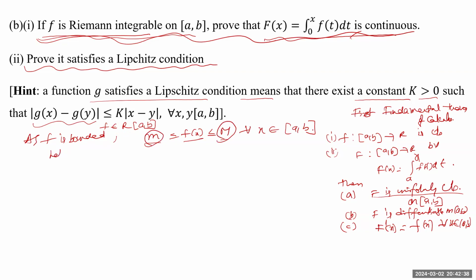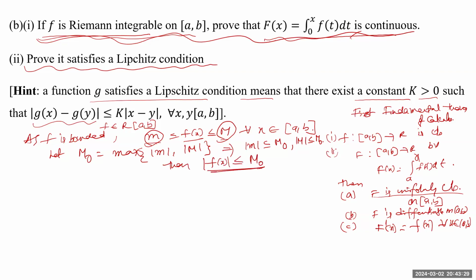So now what I am going to consider: let capital M naught, you can take any other name, be the maximum of mod m comma mod capital M, because we don't know whether small m and capital M are positive or negative. We don't know what the function f of x is. So M naught is the maximum of mod m and mod capital M. That implies mod m is less than or equal to M naught, and mod capital M is less than or equal to M naught, isn't it? Then the modulus of f of x is less than or equal to capital M naught.